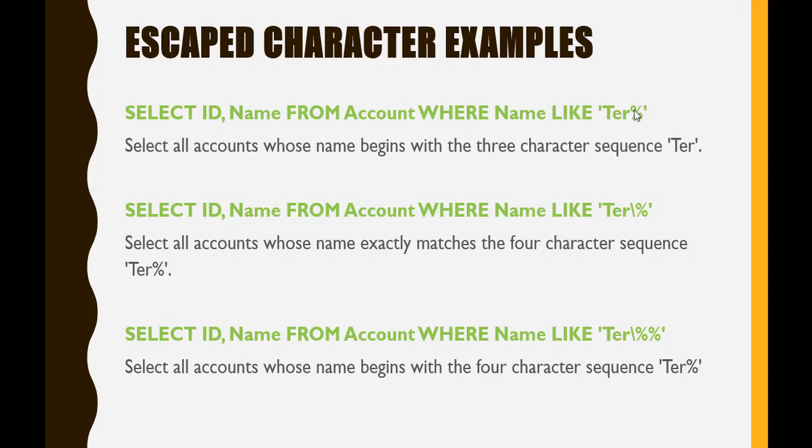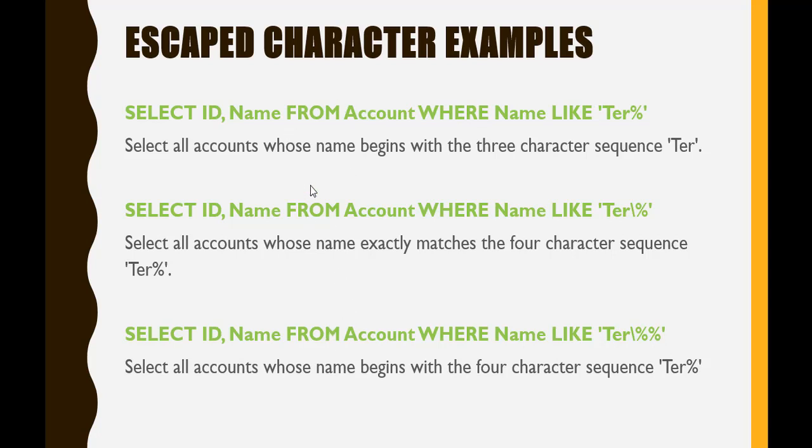So let's see now what will happen. We are using a percent sign. A percent sign means it can be 0 or more characters. So it will select all the accounts where the name begins with the 3-character sequence. It only looks at the first three characters. It can be a 4-letter word, it can be 5. If the first three characters are TER, it's going to go ahead and give you that result. So let's go ahead and run this query.